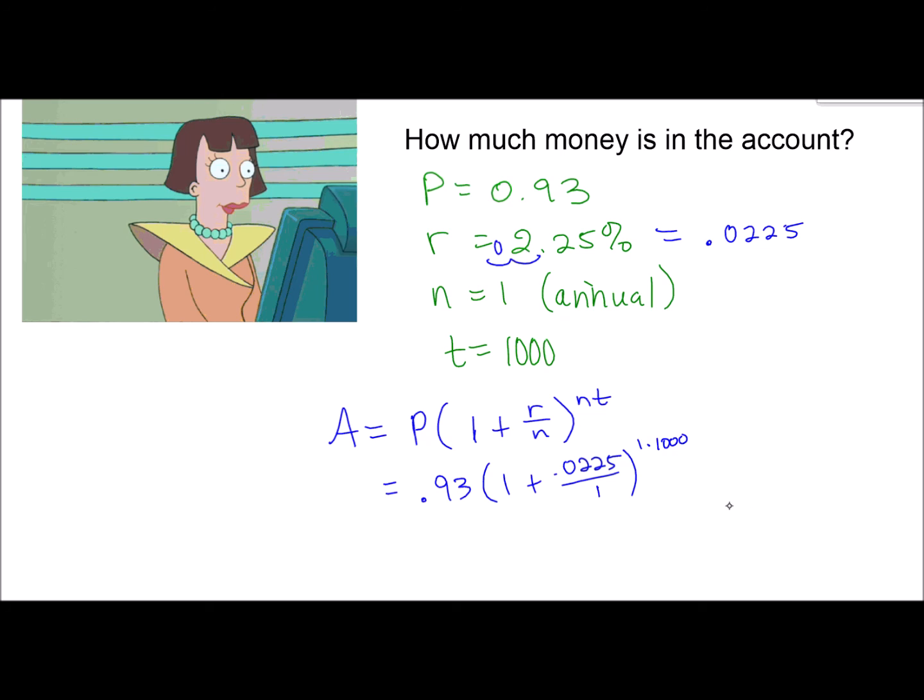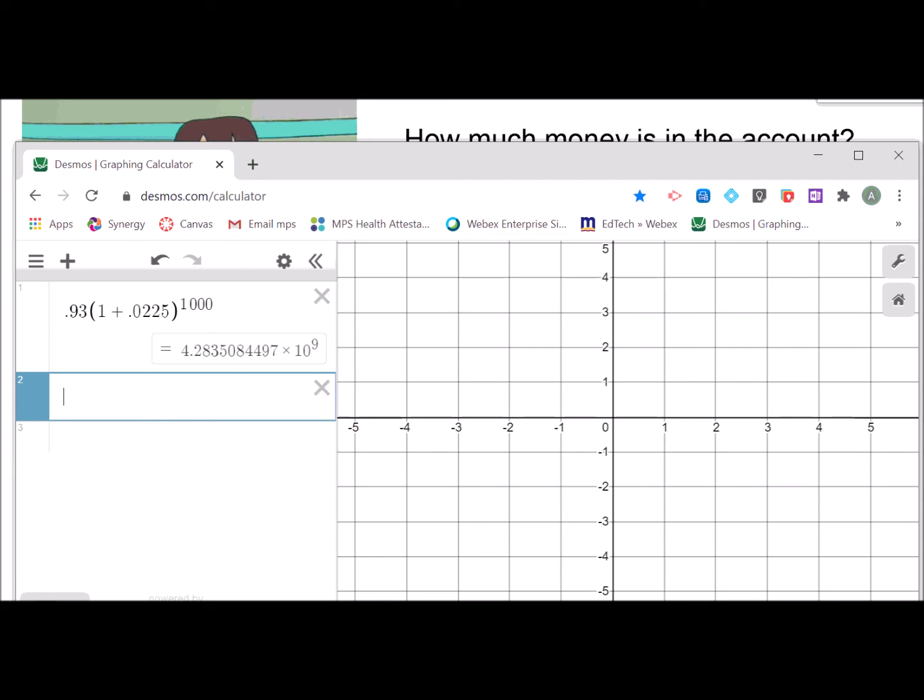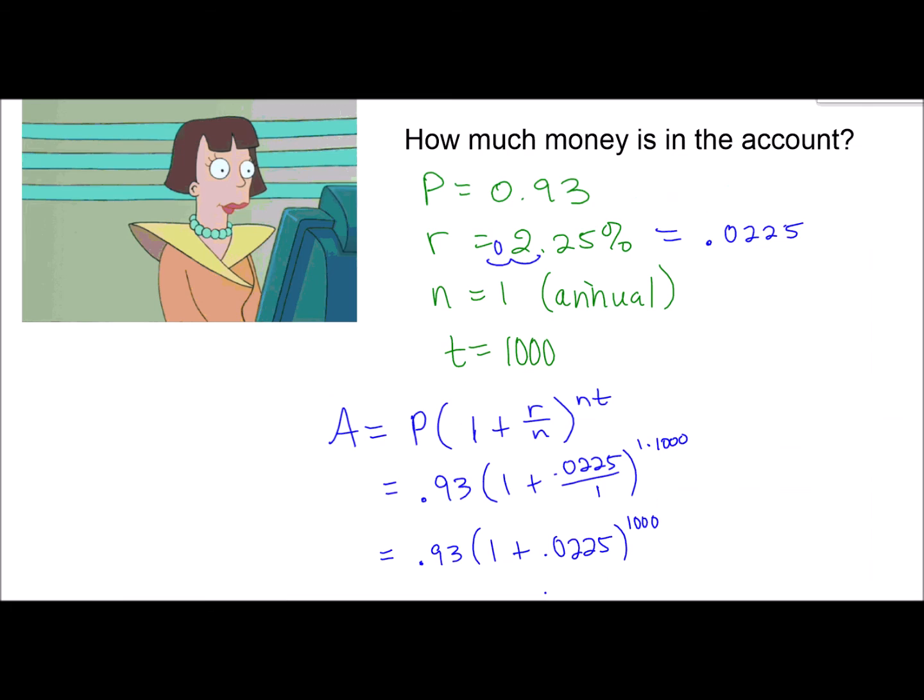So what you're basically plugging into the calculator is 0.93 parentheses 1 plus 0.0225, because the 1 in the denominator doesn't matter. And then up in the power is 1,000. Now I plugged that into Desmos, and I got this. 4.28 blah, blah, blah, times 10 to the 9. I'm going to round it to 4.3, times 10 to that 9 power.